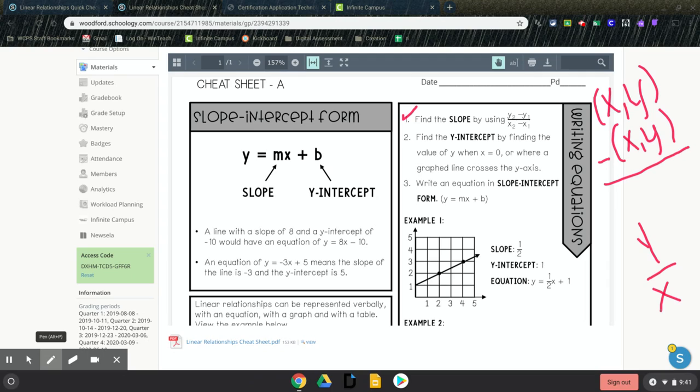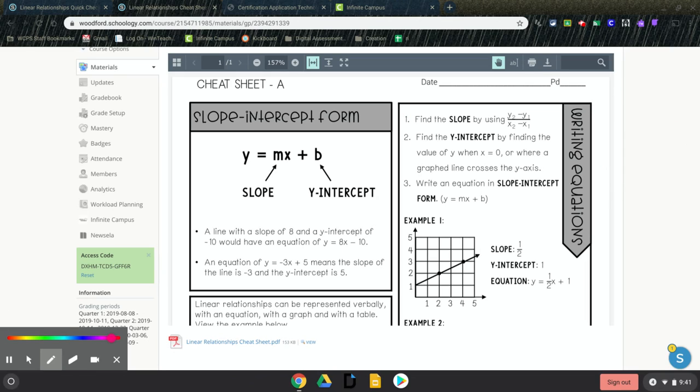We find the y-intercept by finding the value of y when x is 0. So that's essentially saying whenever the line crosses the y-axis, so like right here, that is your y-intercept because x would be 0 at that point. And then using that, we can write our equation in slope-intercept form. So you would find your slope by doing your rise and your run and using 2 points.